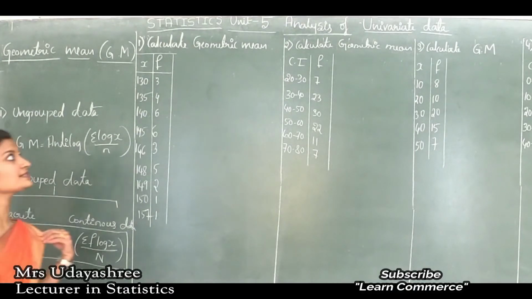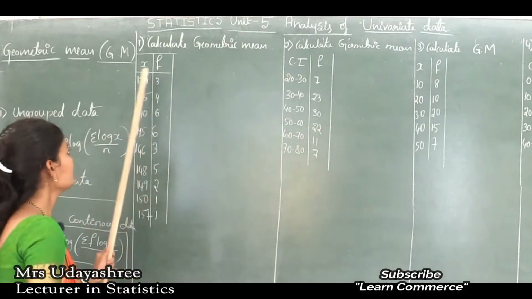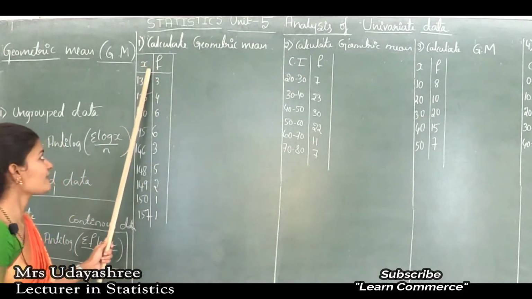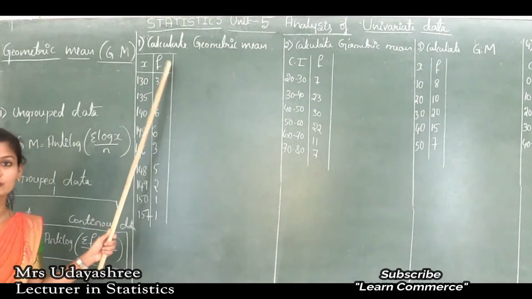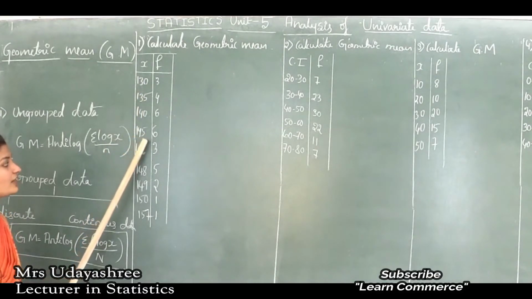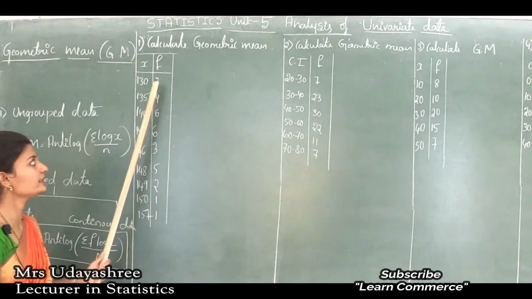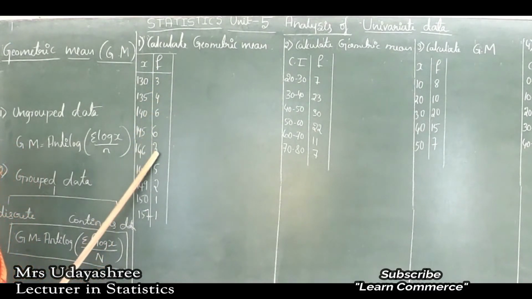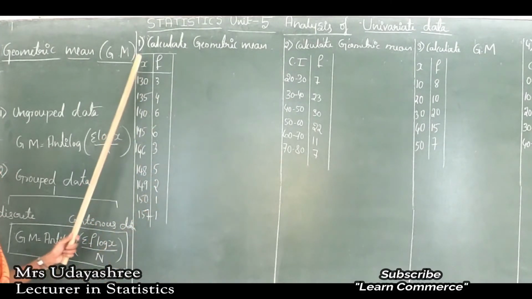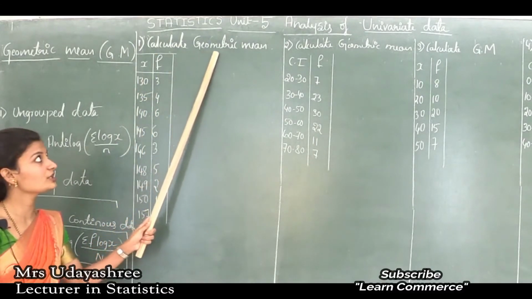The first problem is: calculate geometric mean for the following distribution, where the given observations are x and f. Here x is the value of variable and f is the corresponding frequency. The x observations are 130, 135, 140, 145, 146, 148, 149, 150 and 157, and the f observations are 3, 4, 6, 6, 3, 5, 2, 1 and 1. The given frequency distribution is a discrete frequency distribution, and we need to calculate the geometric mean.